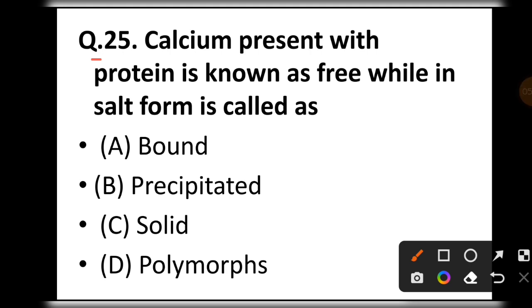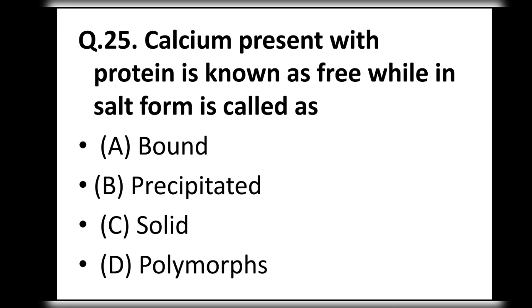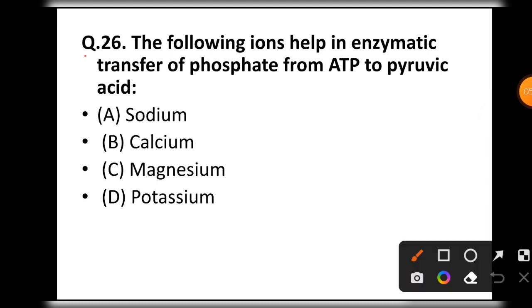Question 25. Calcium present with protein is known as free, while in salt form is known as. Correct answer is option B, is called as bound. Question 26. The following ion help in enzymatic transfer of phosphate from ATP to pyruvic acid. Correct answer is option D, potassium.